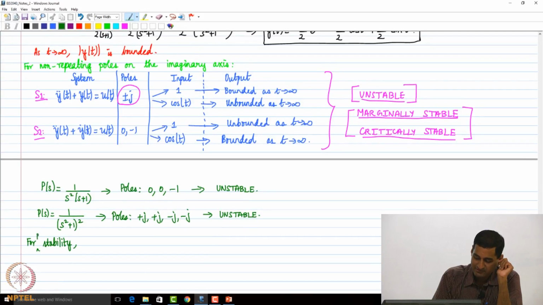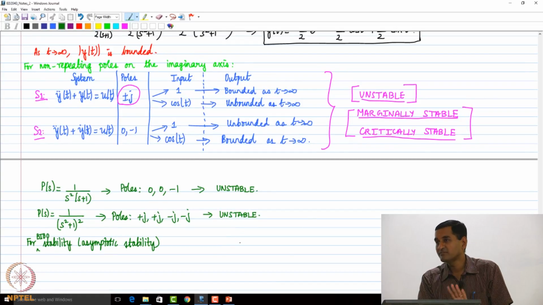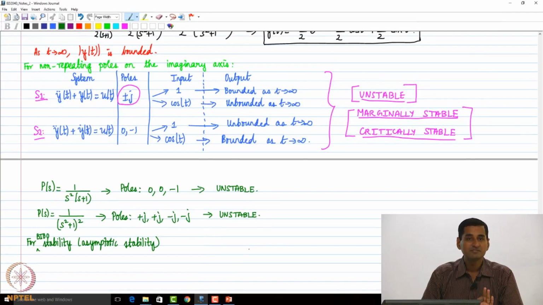Of course, I should be careful for BIBO stability. Some people will use the term asymptotic stability. We'll see why. These are terms that you would encounter if you take textbooks and read through them. For us right now, the only notion of stability that we are looking at is BIBO stability. That's why I'm using BIBO stability. You will find an equivalent term, asymptotic stability. We'll see when it can be used and what it means.